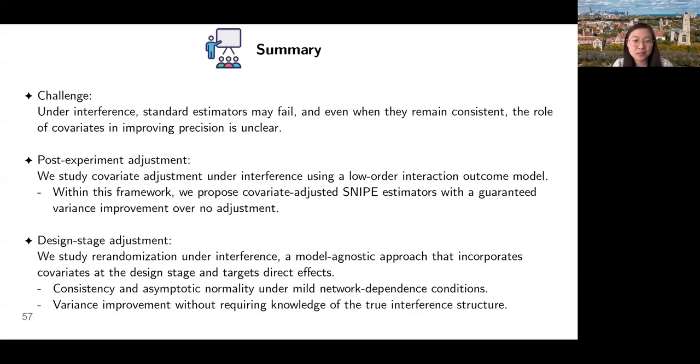For design stage adjustment, we study re-randomization under interference. This is importantly a model-agnostic approach that incorporates covariates at the design stage and targets some form of direct effect. And we have consistency and asymptotic normality under mild network dependence conditions, and a variance improvement without requiring knowledge of the true interference structure.